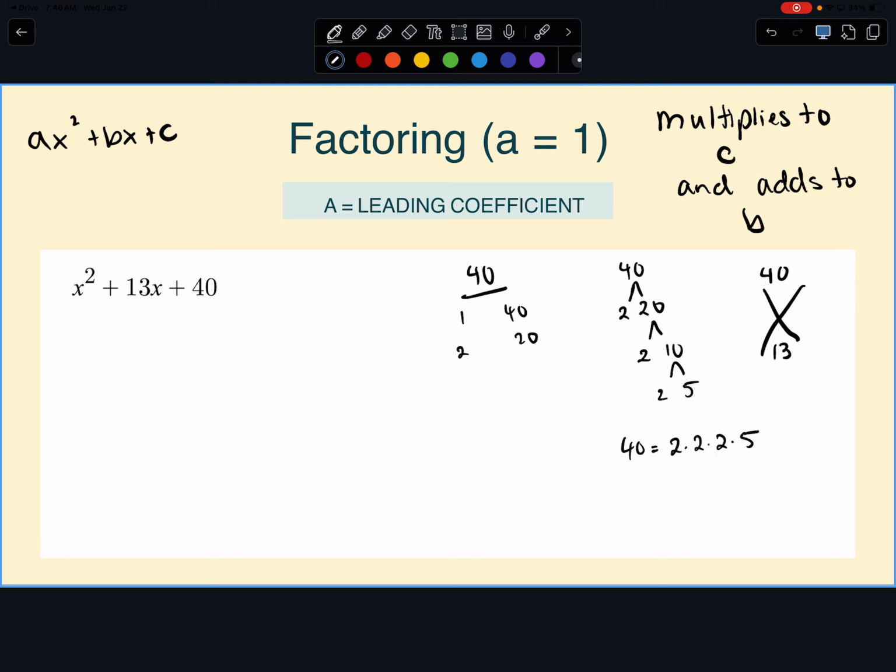So I know 2 times 2 is going to be 4, and if I use 2 and 2, I have to use 2 and 5 as well, so 4 and 10 makes 40. None of these in my list add to 13 yet, so I have to keep going. I also know that I could do 5 in this list times 8. Hey, 5 and 8 add to 13, so I have finished. There it is. So that's what we're going to split our factors into, x plus 5 and x plus 8. I double checked the signs that everything's going to work out nicely, and it does.